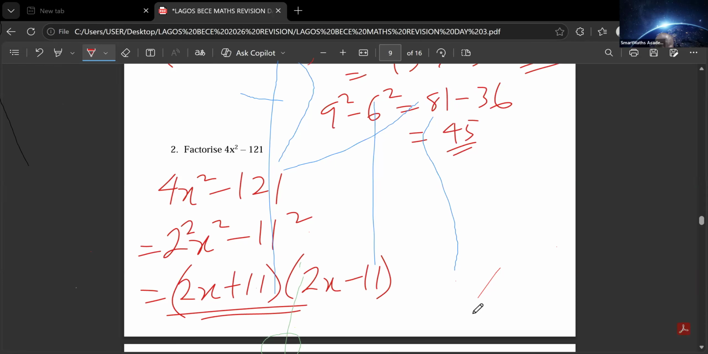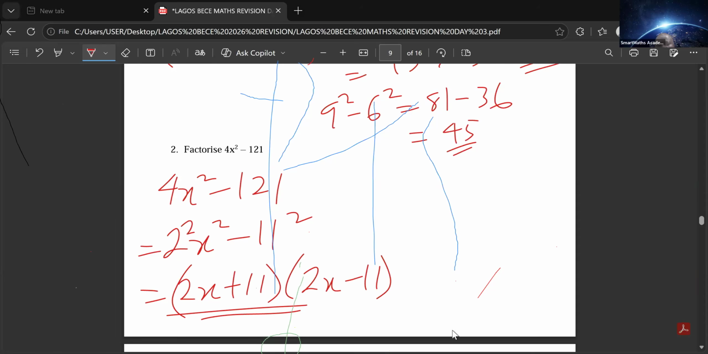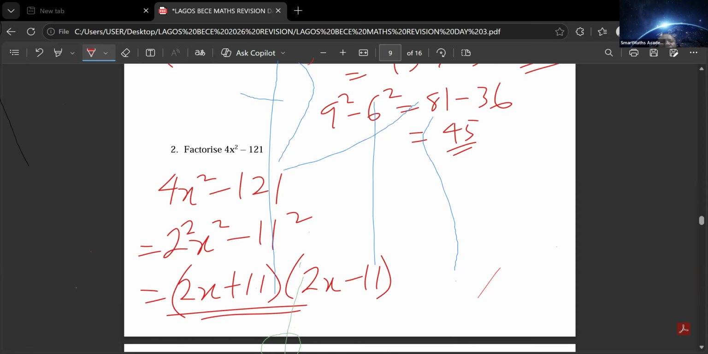Okay, so if that is clear, then we can move to the next stage. All right. So we are moving. Someone said no. Ebola Joe said no.